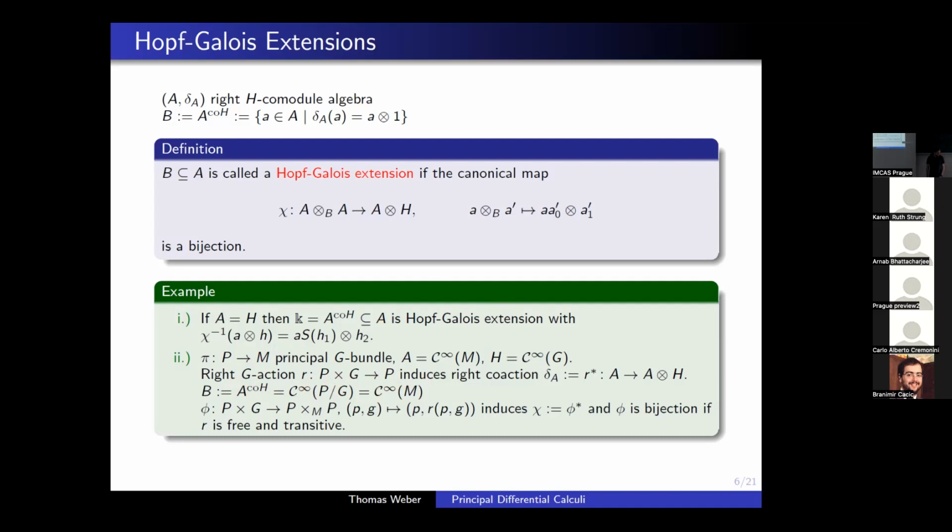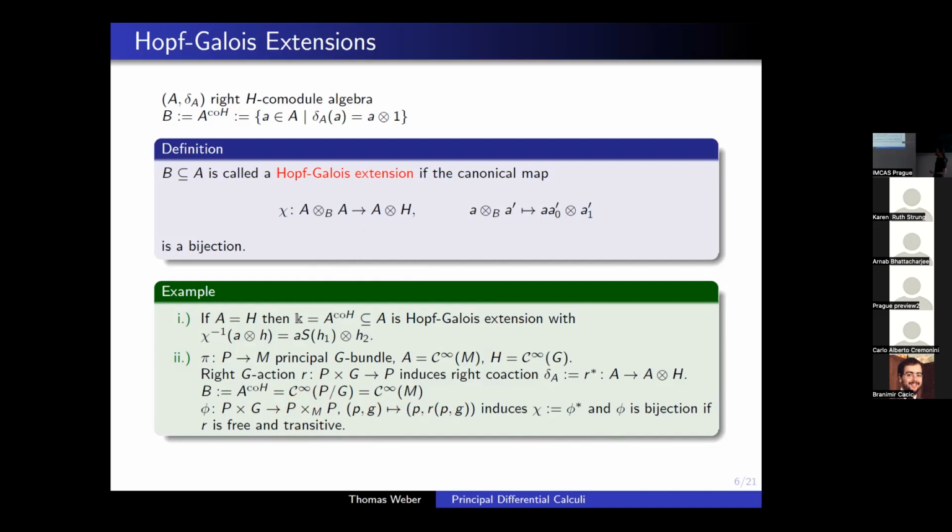Okay. Did I make a mistake? I think this has to be P here. Yes, okay, sorry. And so also here for a principal G-bundle, we are having a canonical map, which is now from P cross G into the fiber product. And you will see that the pullback of this canonical map is just the map chi that we're having in this definition. And you can prove that this is a bijection exactly because the action is free and transitive.